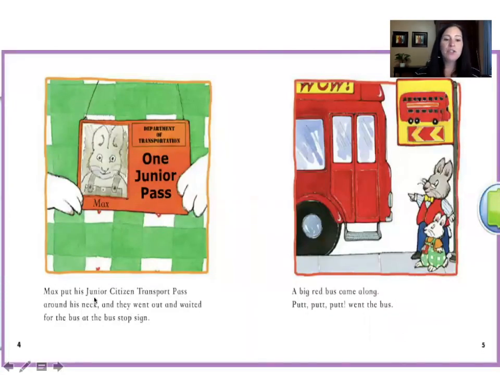Max put his junior citizen transport pass around his neck, and they went out and waited for the bus at the bus stop sign.